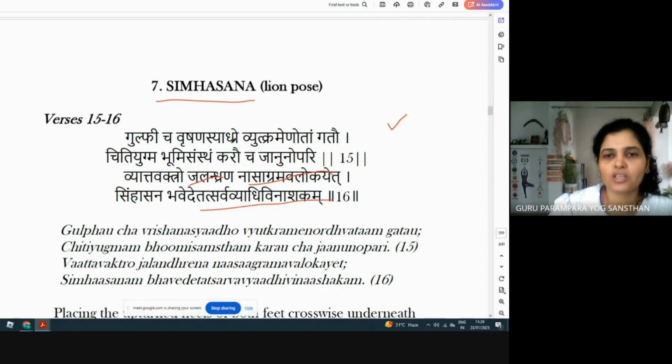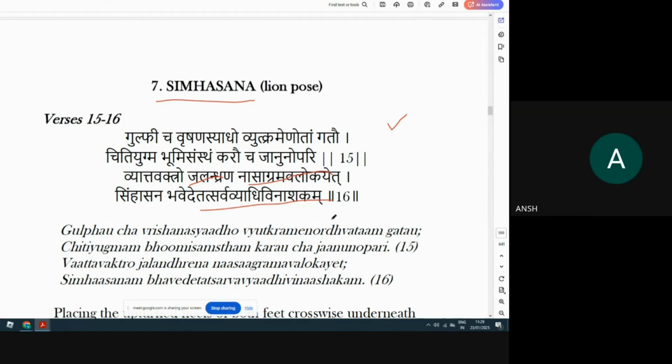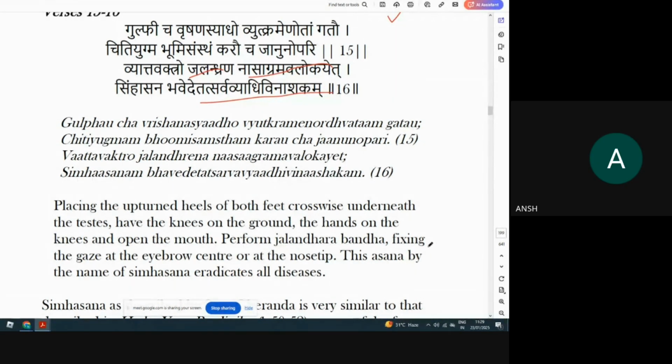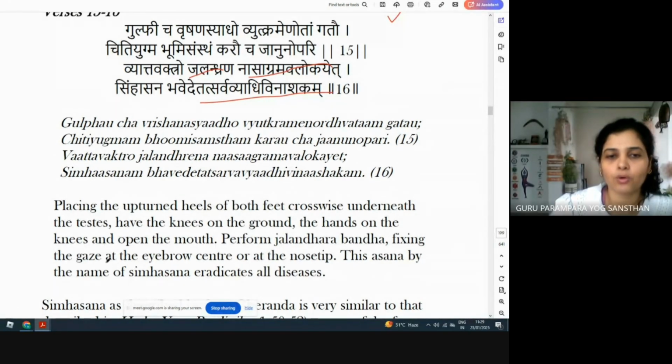Gulphau cha vrishanasyadho vyutkramena gatau chitau, bhumistha karau cha janu upari, vyaktavaktro jalandharam, nasagram avalokayet, simhasanam bhavedetat sarva vyadhi vinashakam. Placing the upturned heels of both the feet crosswise underneath the testes, have the knees on the ground and the hands on the knees, and open the mouth and perform Jalandhara Bandha, fixing the gaze between the eyebrows.